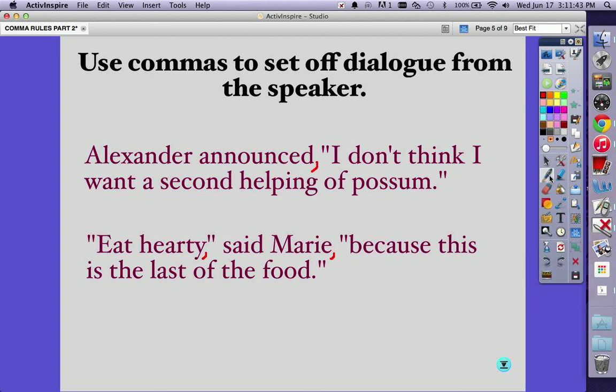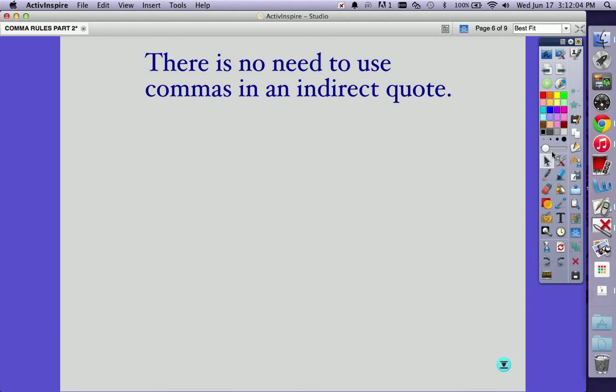I hope that you notice that I put this comma before the quotation mark, and that is a typical rule when you're using commas with dialogue. It goes inside the quotation mark. This one just goes directly after that word, and then there's a space here before I start my new quotation mark. Next rule.